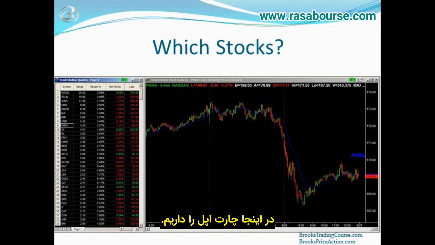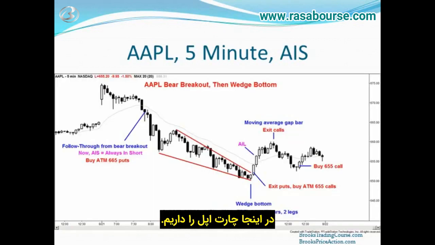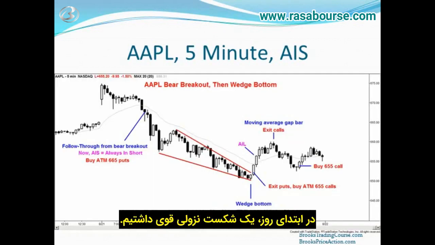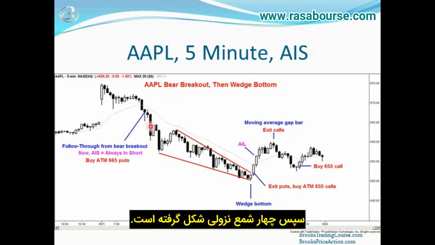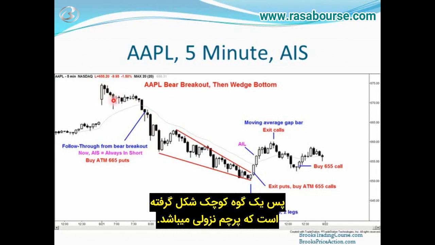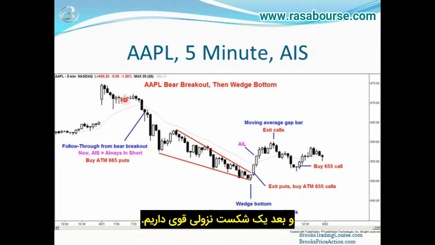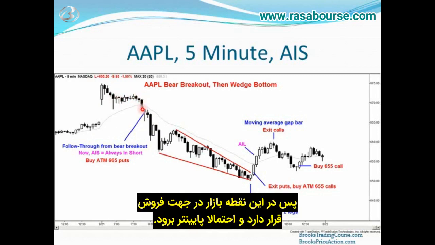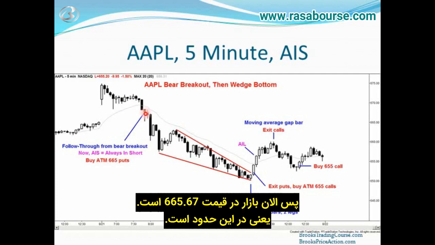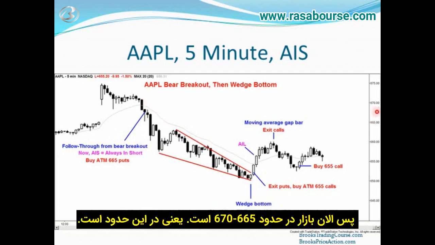All right, here's Apple on a recent day. There was a strong bear breakout on the open, right? We gapped up, strong bull bar, and then 4 bear bars, and we tried to push up again, and again. So we have a small wedge bear flag, and then a strong bear breakout and follow through, okay? So at this point, the market's always in short, probably going lower. So you can just go ahead. Right now the market's around 665, 670, somewhere in there. You just go ahead and buy an at the money 665 put.